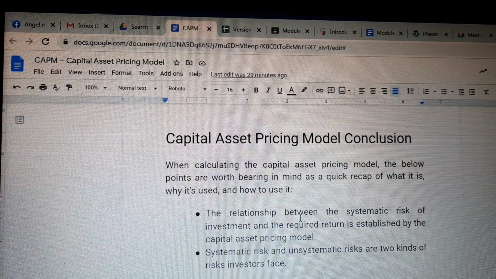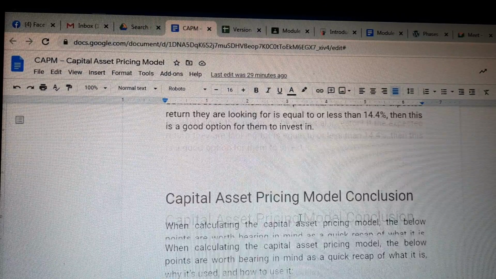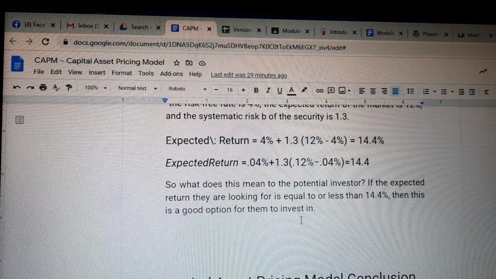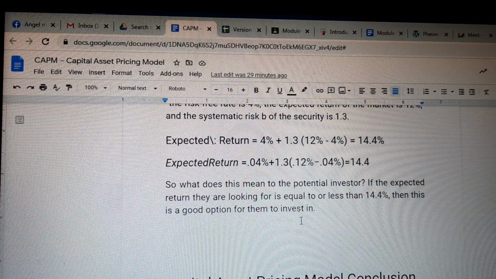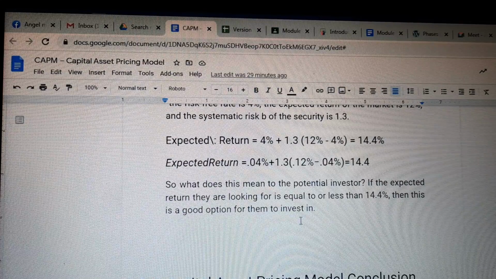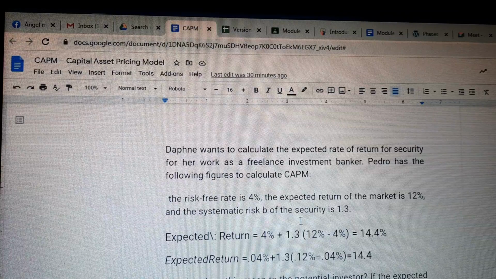So, capital asset pricing model considers the risk-free rate return and consider also the beta of the stock, and we also consider the expected market value of the stocks.